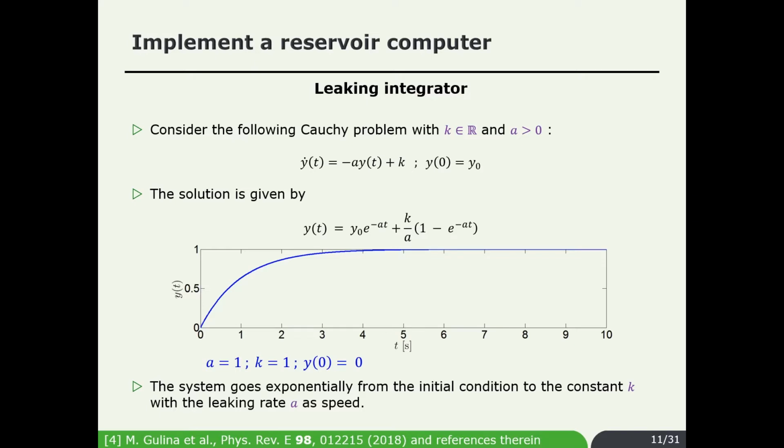A second example may help you confirm this affirmation. Keep the leaking rate set at 1, but now the constant equals 0 and the initial condition equals 1. You can see that the system goes exponentially from 1 to 0. You can note that the leaking rate is related to the time needed to go from the initial condition to the constant, and thus is related to the length of memory of the system.